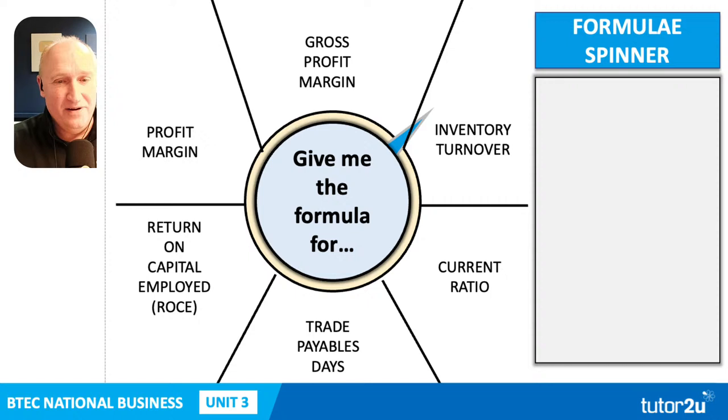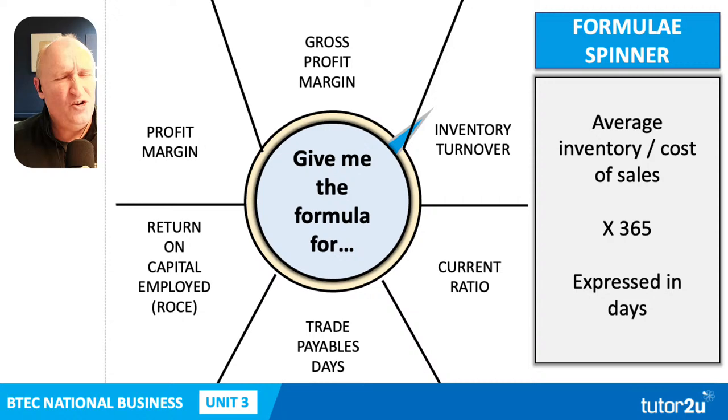We'll look at inventory turnover in a minute. Somebody's asking what's inventory turnover. Don't worry, plenty of time before tomorrow. So there it is. It's the average inventory, and they usually give you the average. You normally won't have to work out the average. Divided by the cost of sales. And because we want to express it in terms of time, we normally multiply it by 365 to give an inventory turnover in the number of days. That means the number of days on average of the value of inventory that we're holding in the business.